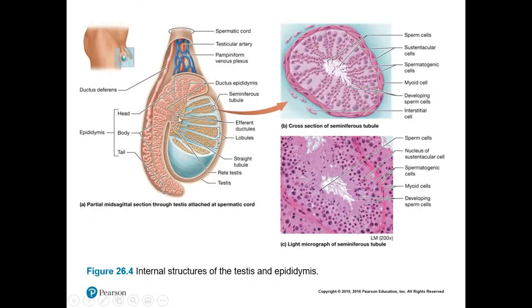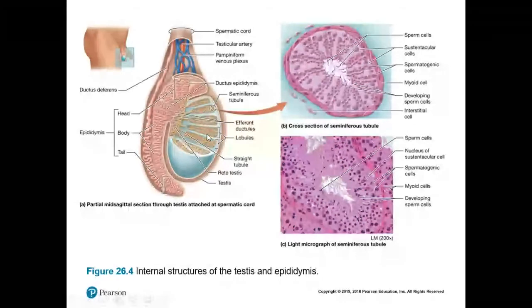Now, this network right here is going to extend into the ductus epididymis, and there are three parts to the ductus epididymis. There's a head, a body, and a tail. Starting with the head, the head is essentially the start of the epididymis, which, don't forget, is part of the duct system of sperm production.